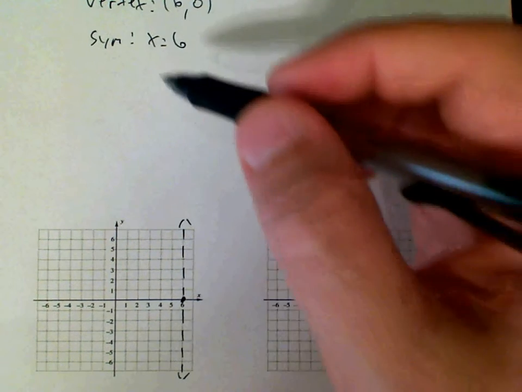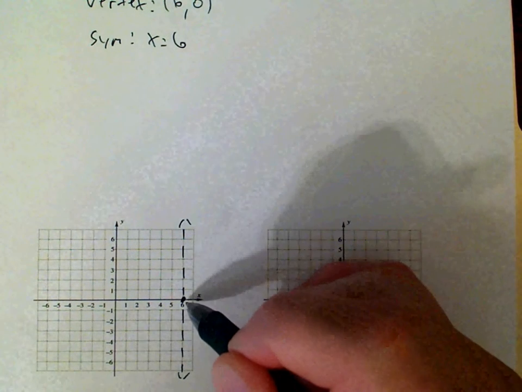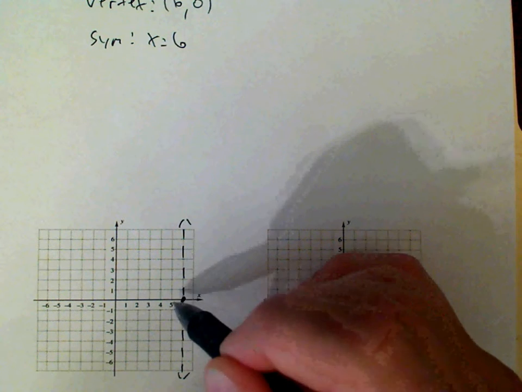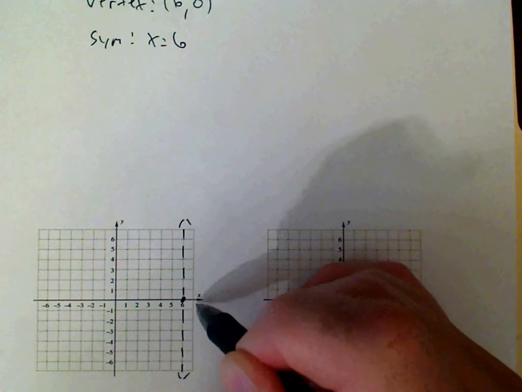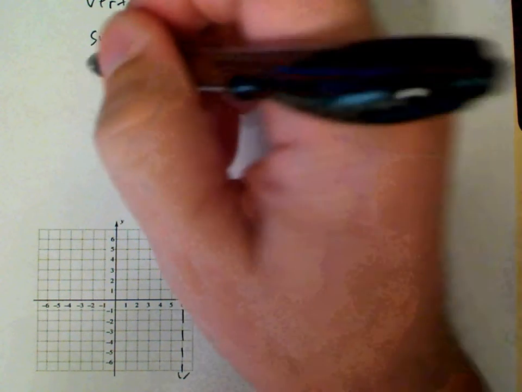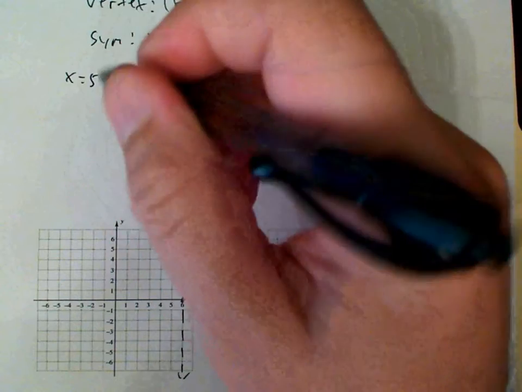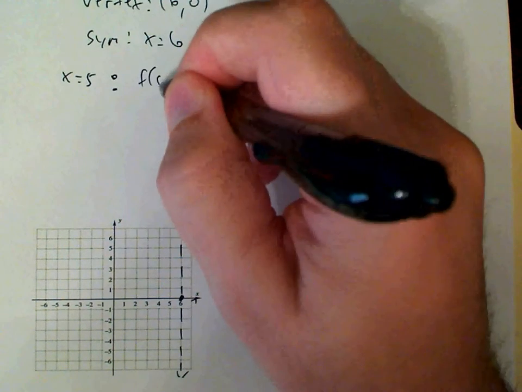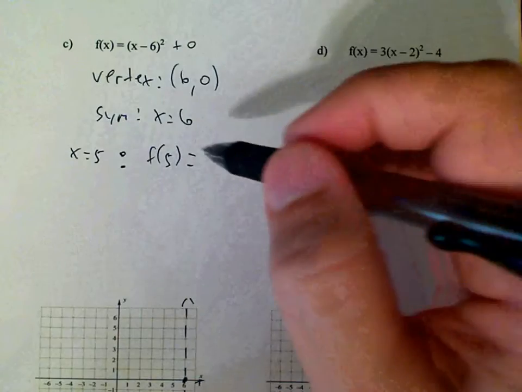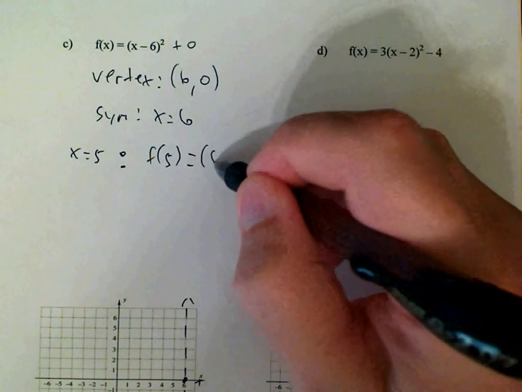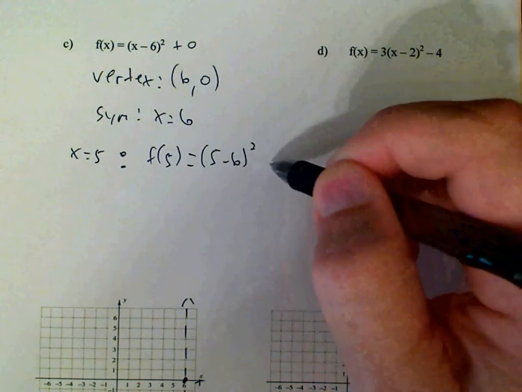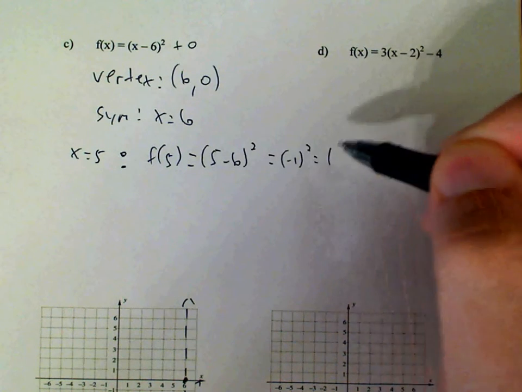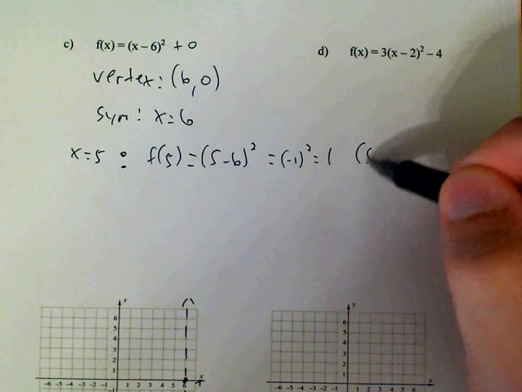I'm going to plot some additional points. I'm going to use x values that are on opposite sides of 6. They're equidistant. So I'm going to use x equals 7 and x equals 5. Let's start with x equals 5. We'll find f of 5 using the original function. So we have (5 minus 6) squared, and 5 minus 6 is negative 1, and negative 1 squared is a positive 1. So that point is 5, 1.